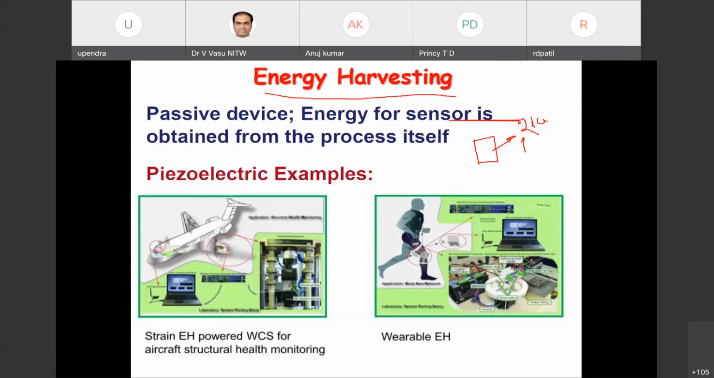Okay. To overcome this, people are going to use energy harvesting devices. These energy harvesting devices generate their own power and can supply power to themselves. Similarly, in this aircraft system, piezoelectric energy harvesting sensors are mainly used, which can generate their own power and give the signal, so that you can save power.